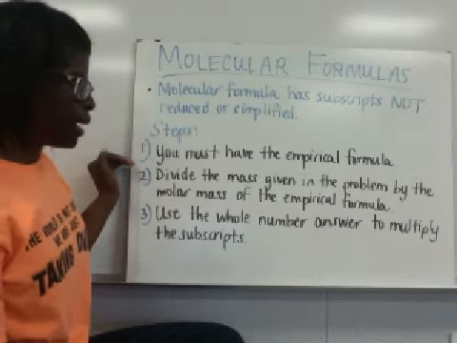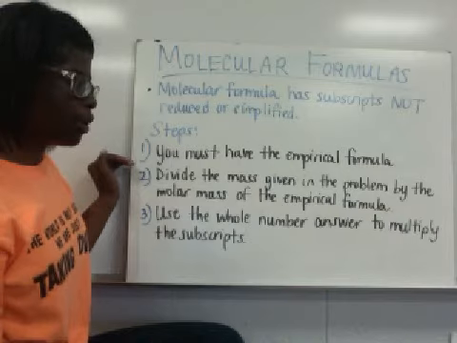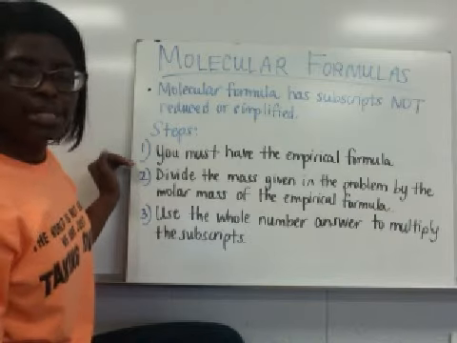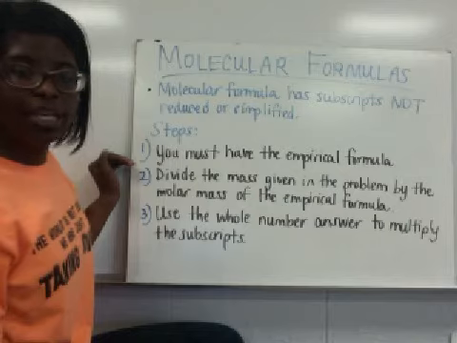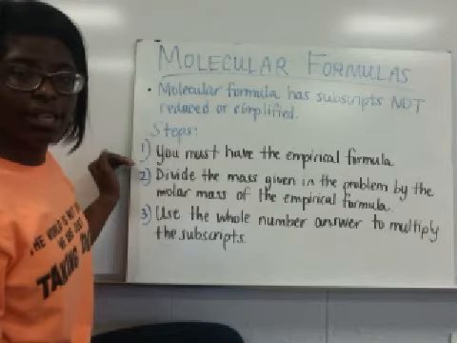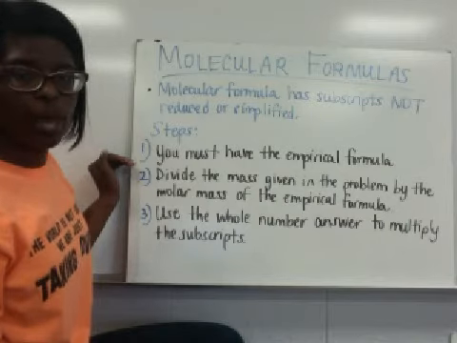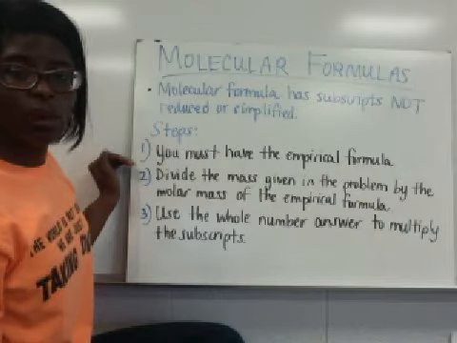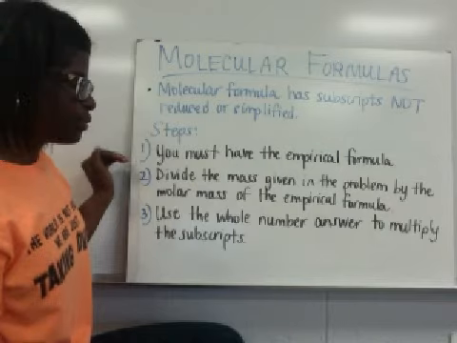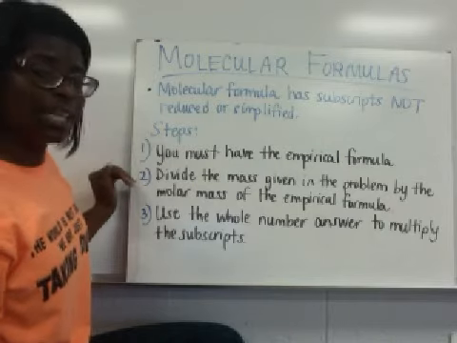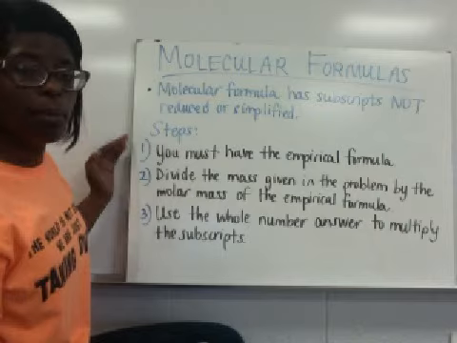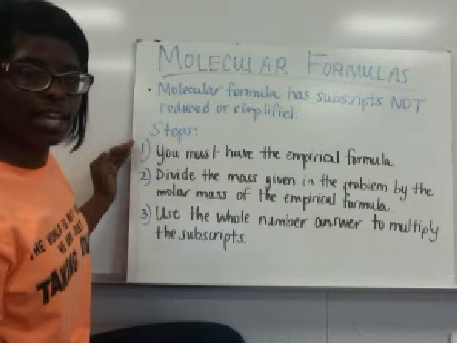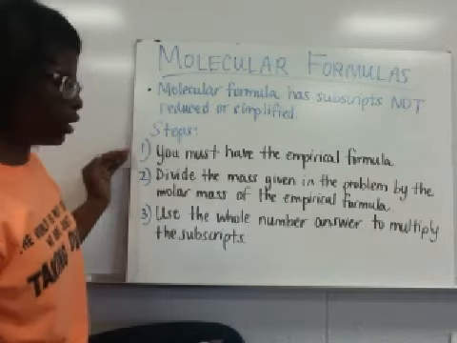2, you're going to divide the mass given in the problem by the molar mass of the empirical formula. 9 out of 10 times they're going to give you what the molar mass of the compound already is. Very rarely will you have to calculate that for yourself, but in case you do, you take the mass of each individual element, add it up together, and that's going to give you the molar mass. But for the molecular formula, they're going to give you the molar mass already, because you're going to have that in order to solve the problem, and soon you'll understand what I mean.